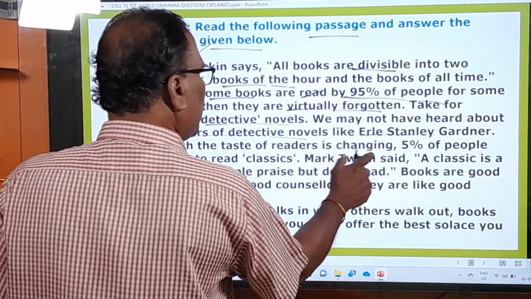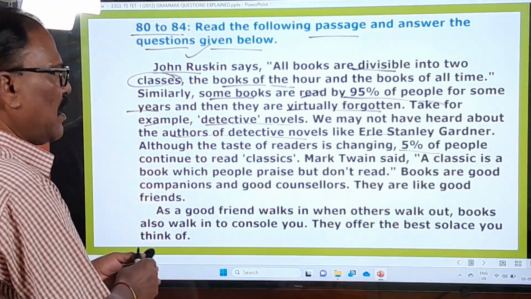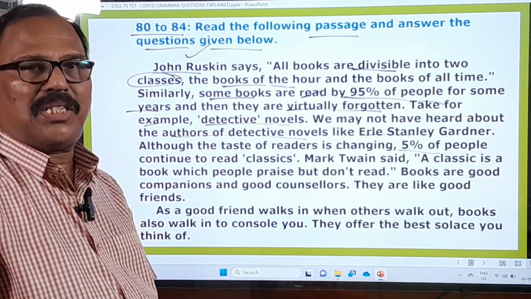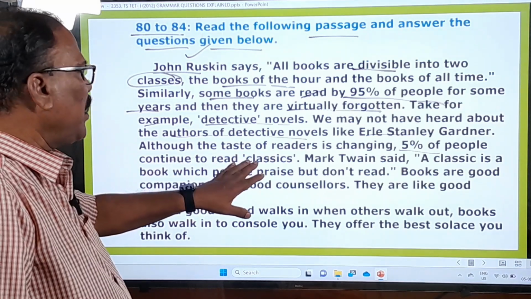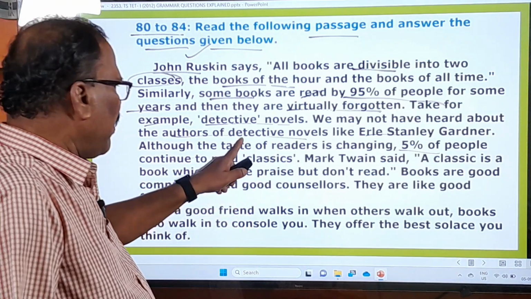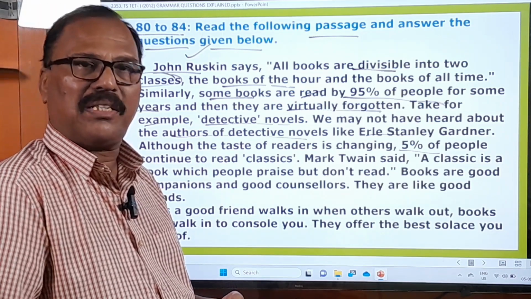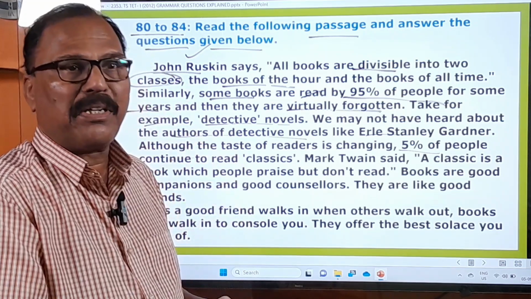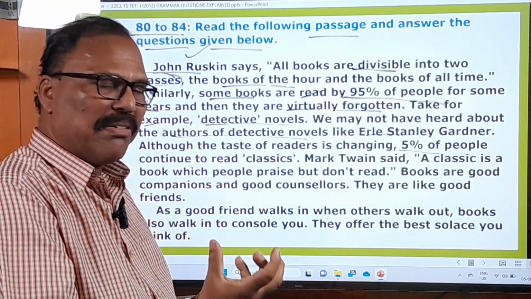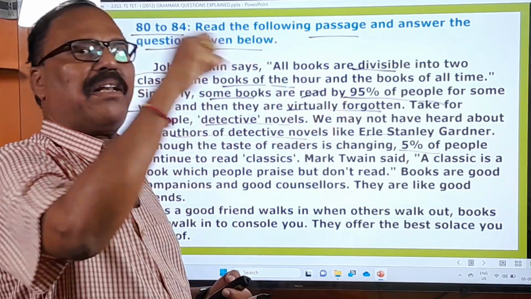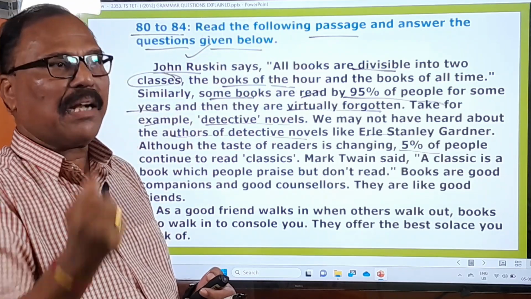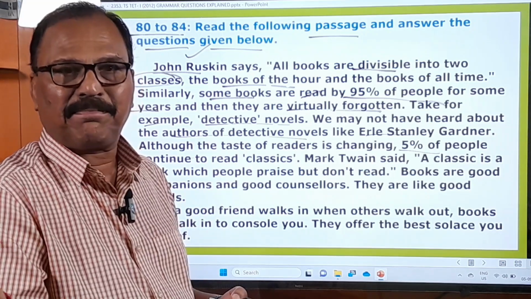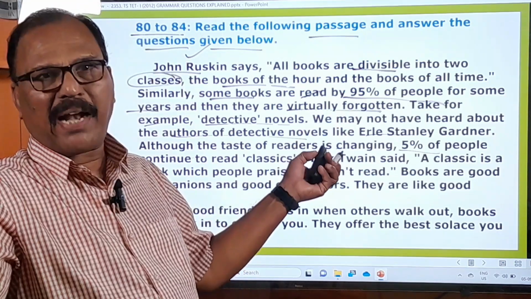And although the taste of readers is changing, 5% of people continue to read classics. And nowadays the taste of the people is changing. The taste of the readers is changing, and only 5% of people continue to read classics. Okay, because this is a very important point. Yes, just 15-20 years ago, youngsters used to read the newspapers, the magazines, and novels and storybooks and this and that. They used to buy them and read them. At least they borrow them and read them. At least they hire them and read them. But nowadays, the youngsters do not have the habit of reading. They are not reading. That's why their knowledge is not expanding.